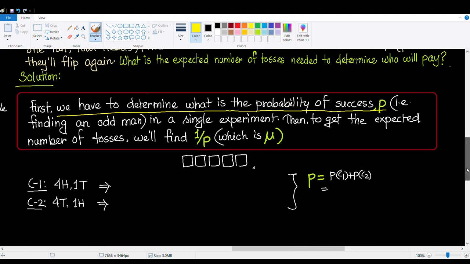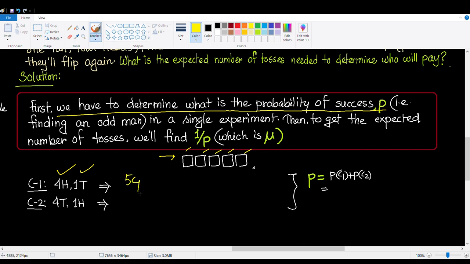Okay, so let's think about 5 boxes. All we want is to put H or T in any one of these boxes, and once the letter is put there, in all the remaining 4 boxes we want the opposite result, right? So case 1 would be 4H1T. We are going to put 1T in any of these 5 boxes, and then fill up the remaining boxes with H. We can choose any one of these 5 boxes for putting a T.